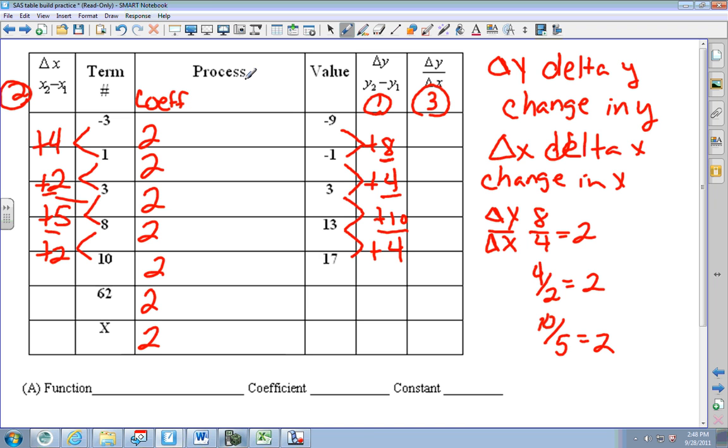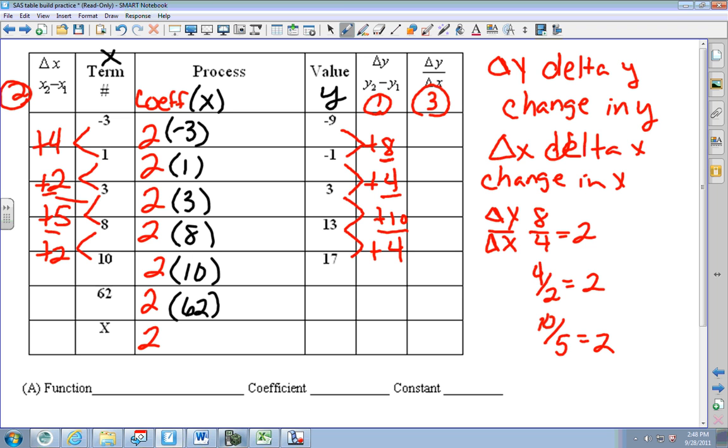Then next to the 2, I have my term number, my x. This is my x. This is my y. So I'm going to put in there -3, 1, 3, 8, 10. I'll go ahead and put in here 2, and x.